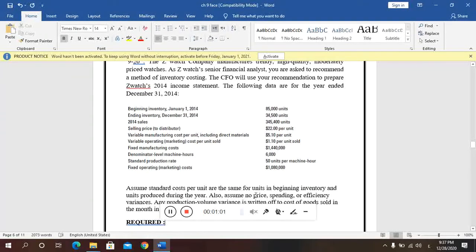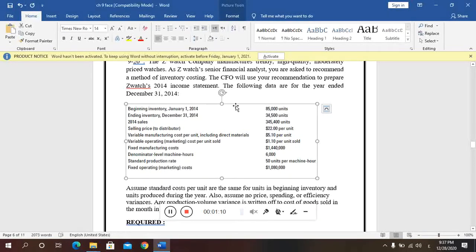And he gives me some data for the income statement, the data that I shaded here in a rectangle. Beginning inventory on Jan 1, 2014, and ending inventory on December 31, 2014. The beginning inventory is 85,000 units, and ending inventory is 34,500 units, and units sold are 345,400 units. Selling price is $22 per unit.